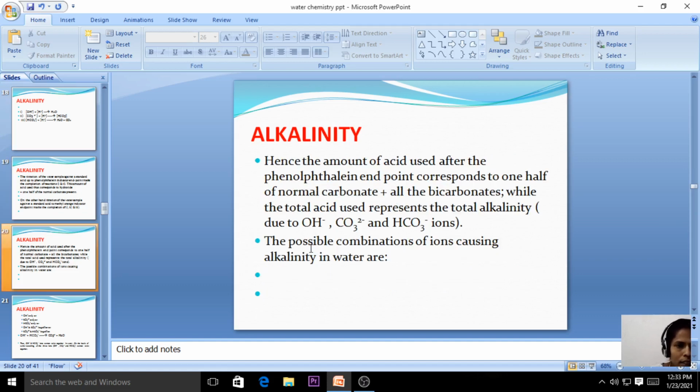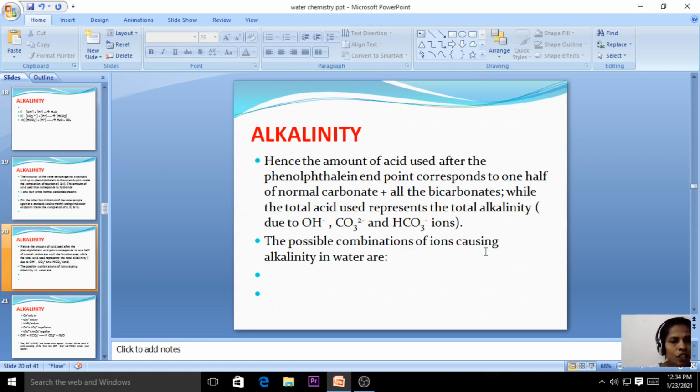So that's what I said here. Hence the amount of acid used after the phenolphthalein endpoint. That means first you will get the phenolphthalein endpoint. After the phenolphthalein endpoint, what are we adding here? We are adding methyl orange to the same solution, so that the methyl orange endpoint is indicating 1/2 of normal carbonate and all the bicarbonates. While the total acid used corresponds to the total alkalinity. That means from the initial reading to the end reading is nothing but the total alkalinity. That is due to the presence of all three ions, that means OH minus, carbonate and bicarbonate.